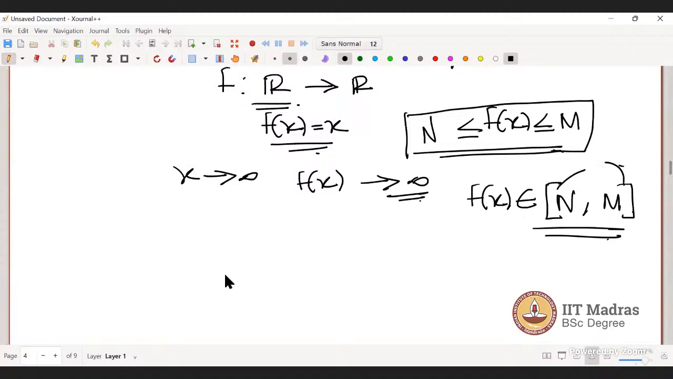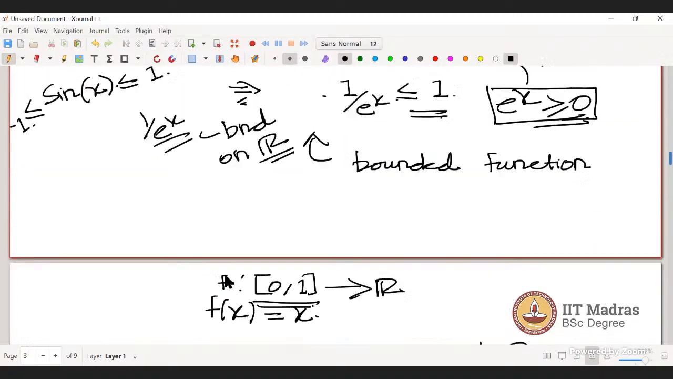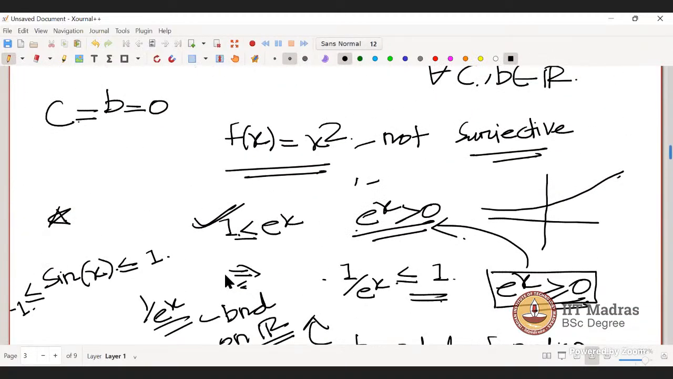Can you please scroll up a bit? Sir, it will only include domain values, right? Just a minute. Can we say only the domain values are bounded, right?